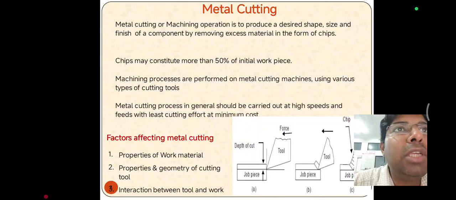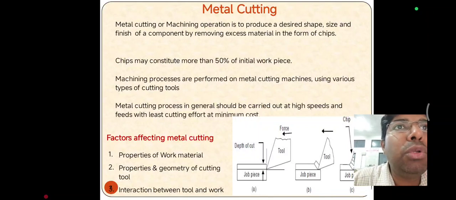This process is all about shaping a component to the desired size, form and finish by removing excess material. Think of it as carving away the unnecessary material to reveal the final part. Interestingly, the chips produced during this process can sometimes make up more than half of the original workpiece, which shows how much material is being removed.